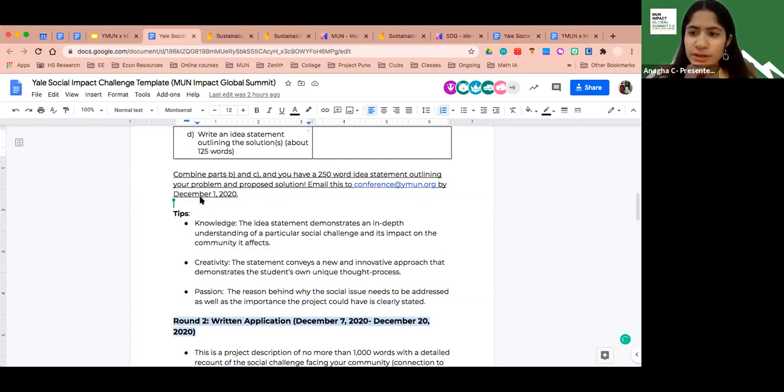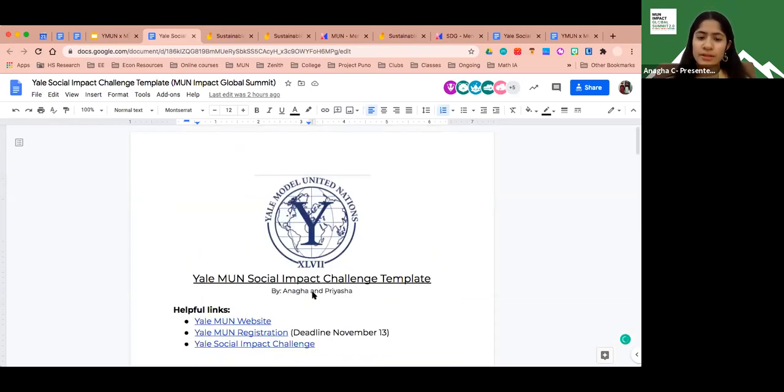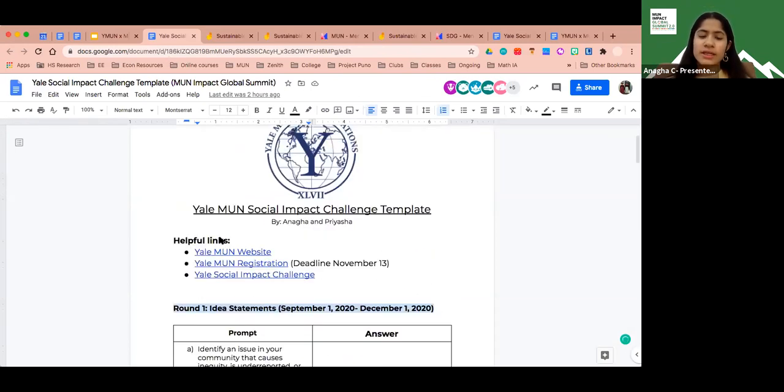Yeah, and some other kind of pointer. So this template, my sister and I just made it together to help you guys approach the Social Impact Challenge. At the very top here are the most important links you would need. There's the website for Yale MUN, and the Yale MUN registration. As mentioned before, you have to fill out an application.